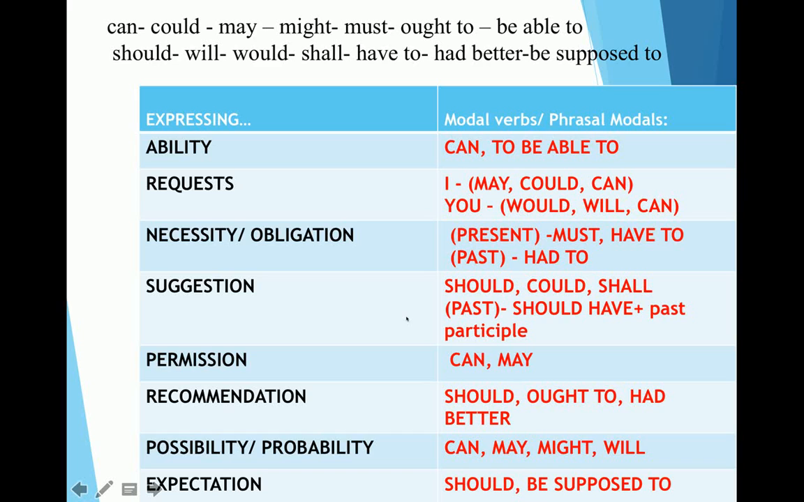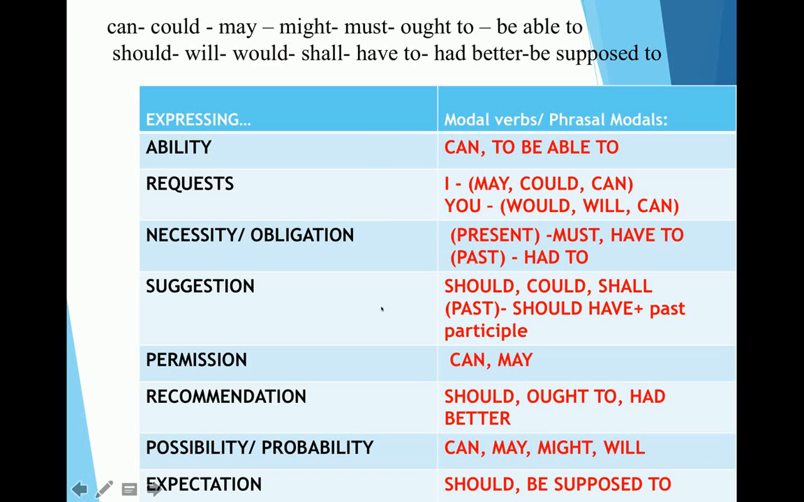It's very important that when you teach modal verbs, you focus on the meaning. So can, or to be able to, they both express ability. Here you have a modal verb, and here you have phrasal modals. May, could, can, or will express request. In the present, must and have to express necessity or obligation. In the past, you have had to with the same meaning.